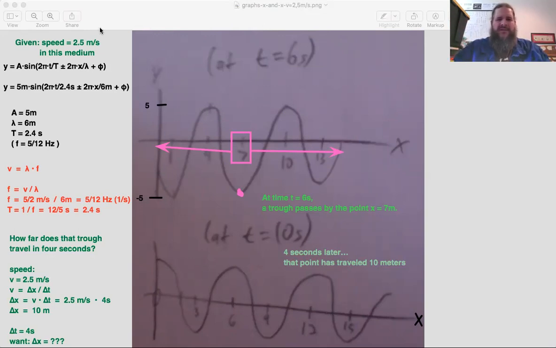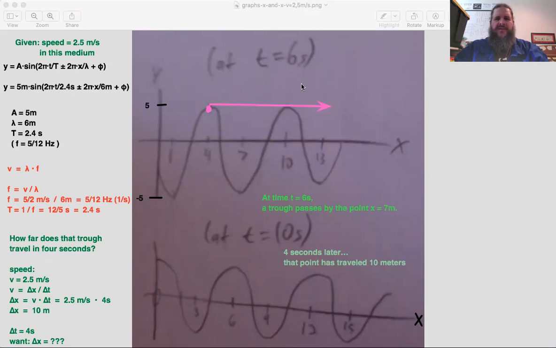So it might work better, instead of looking at 7, let's try looking at a different location. Maybe let's try, for instance, we know that there happens to be a crest at 4. 10 meters to the left would be off the chart, but what's 10 meters to the right? 14. Yeah.